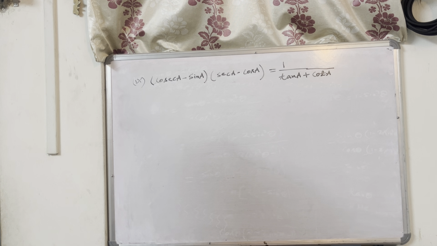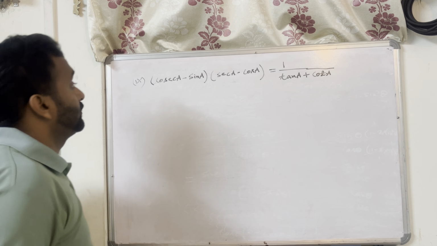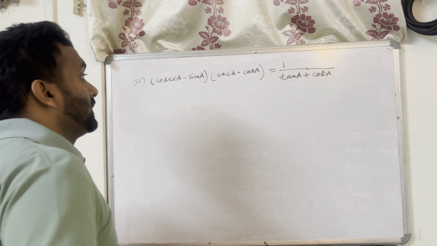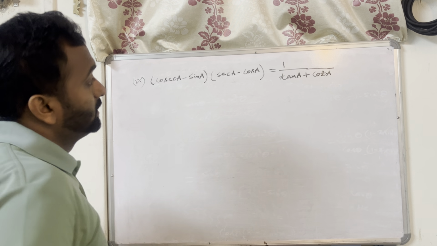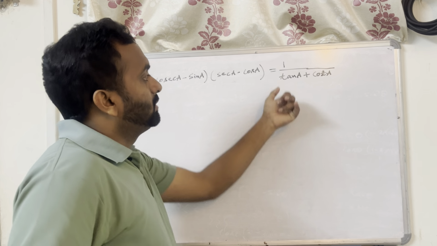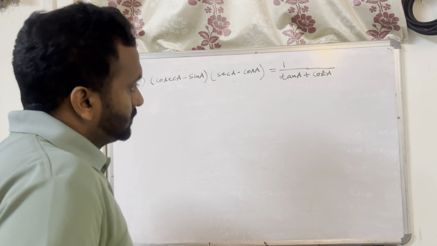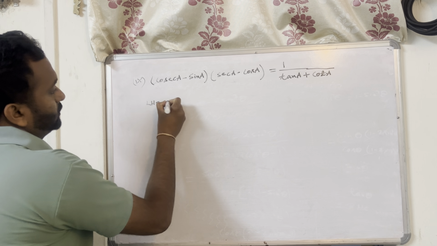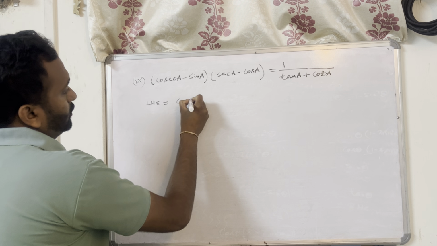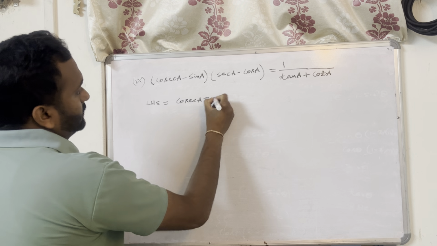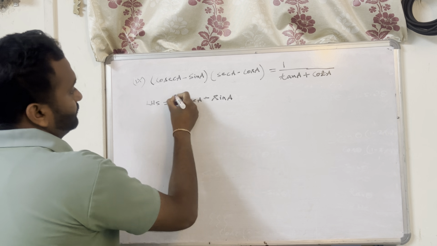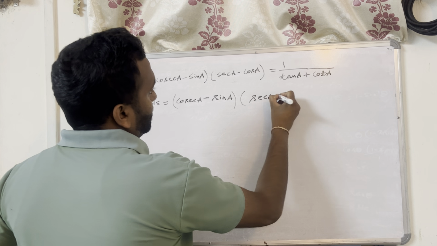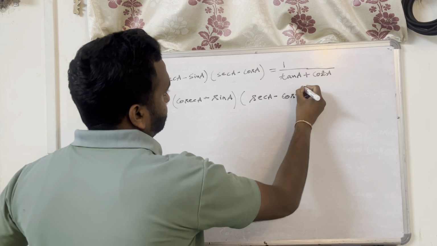So let's do question number 5 part 9. And here we have cosec A minus sin A, whole thing getting multiplied with sec A minus cos A, and that must be equal to 1 by tan A plus cot A. So let's start with our LHS. So our LHS is cosec A minus sin A, the whole thing getting multiplied with sec A minus cos A.